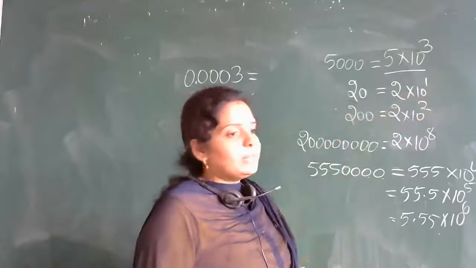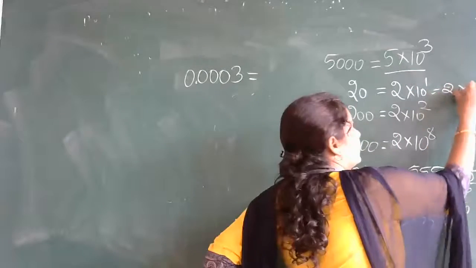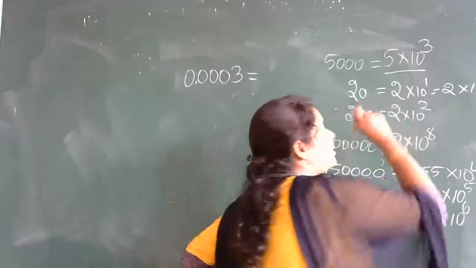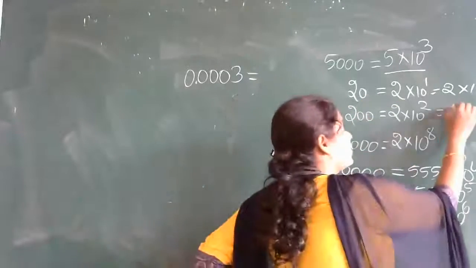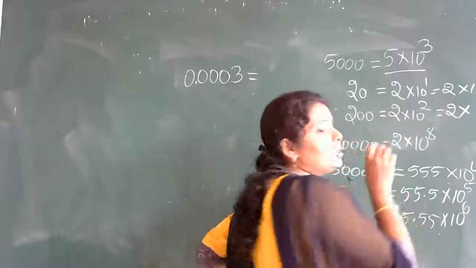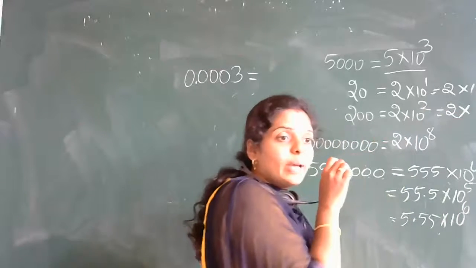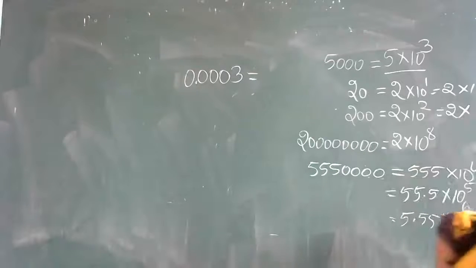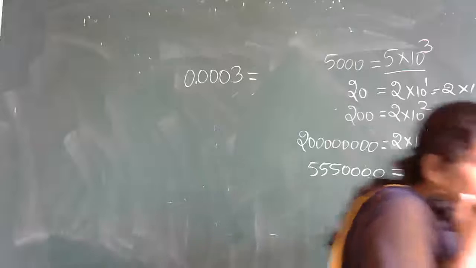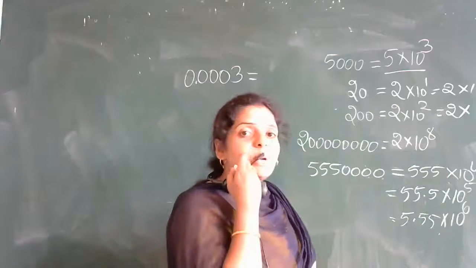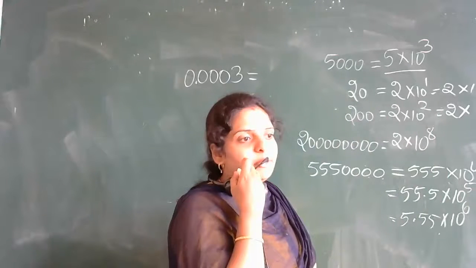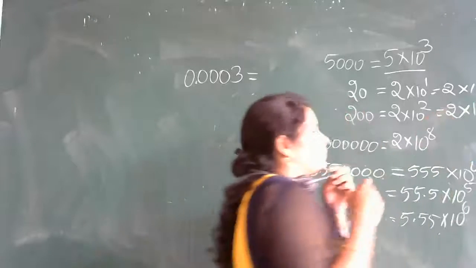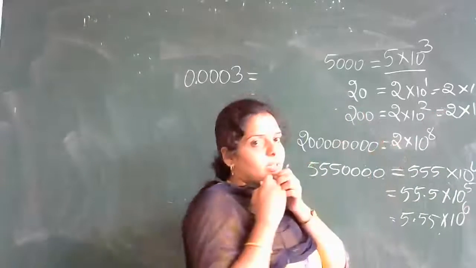What does 10 to the power 1 mean? It is 10 itself. So 2 into 10 is 20, which is equal to 2 into 10 to the power 1. What is 10 to the power 2? 10 square is nothing but 100. So this is 2 into 100, that is 200.